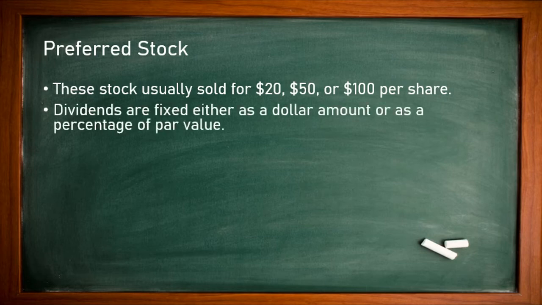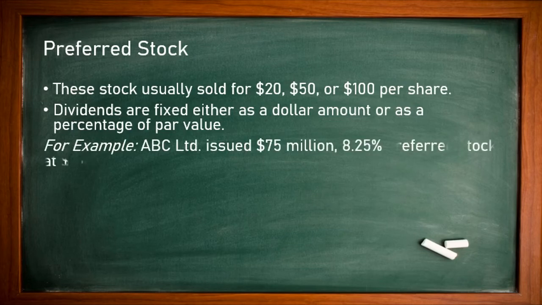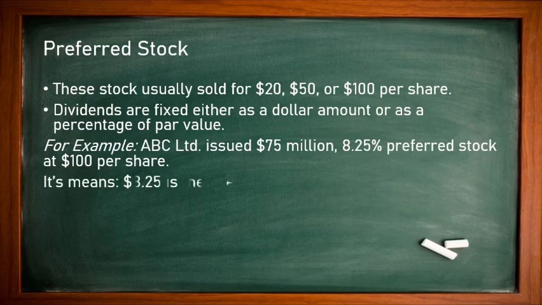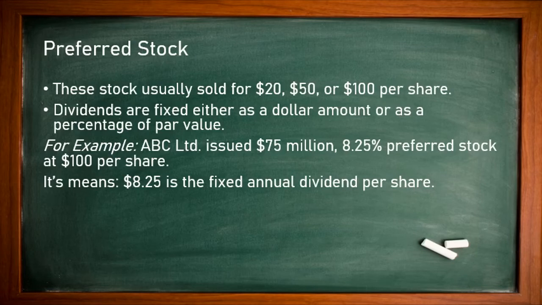Dividends are fixed either as a dollar amount or as a percentage of par value. Look here, when we say fixed, it means a percentage or an amount; either one could be fixed. Whatever is fixed, they will get at the end of the year. For example, ABC Limited issued $75 million of preferred stocks, 8.25% at the rate of 100 per share. So it means $8.25 is a fixed annual dividend per year.